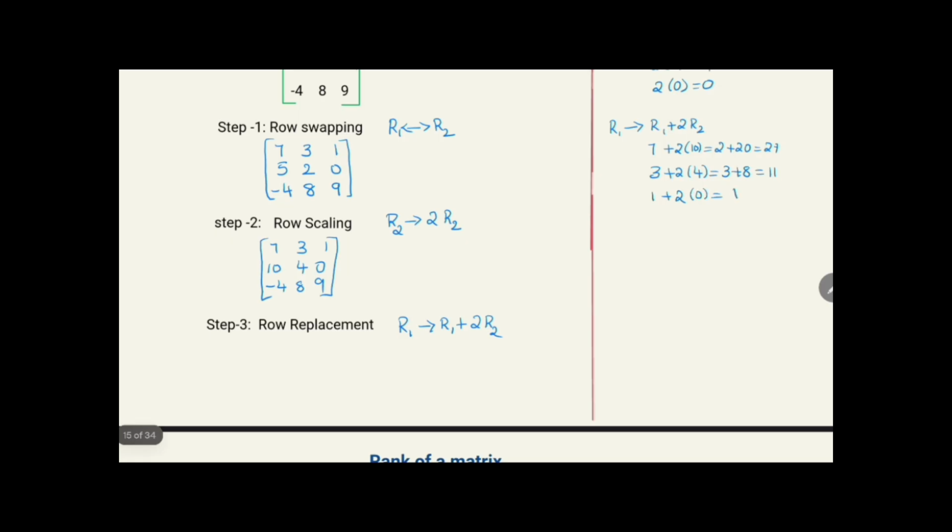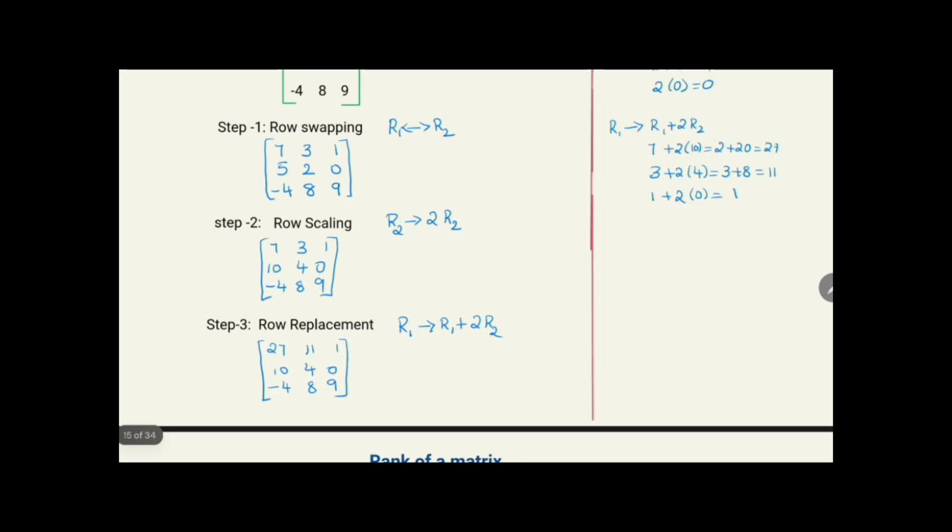So, now what are the new elements of the first row? 27, 11 and 1. Now I will replace the first row with these new elements, and the second row and third row remain the same. So what are the elements that I got? 27, 11 and 1. Then 10, 4, 0, and minus 4, 8 and 9. This is the final matrix after the 3 steps: row swapping, row scaling and row replacement.